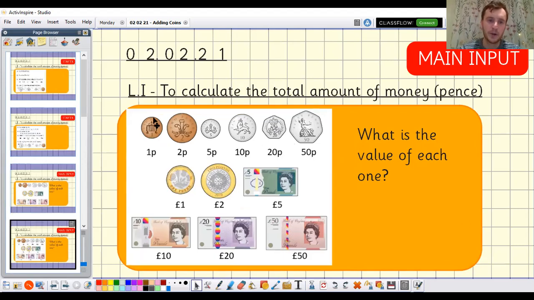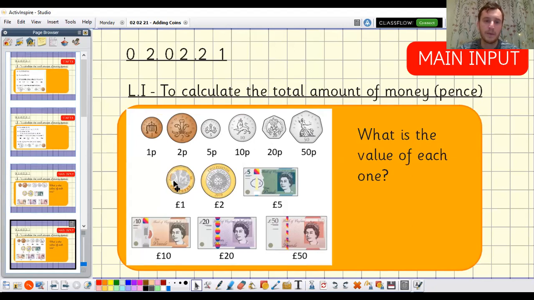We have a 1 pence coin and a 2 pence coin. Both of those are bronze in colour, but the 1 pence coin is a bit smaller. We have a 5 pence, a 10 pence, a 20 pence, and a 50 pence. They are all silver. The 5 pence and the 10 pence are circular, and the 5 pence is smaller. The 20 pence and the 50 pence are heptagons, a shape with 7 sides. And again, the 20 pence is smaller than the 50 pence.